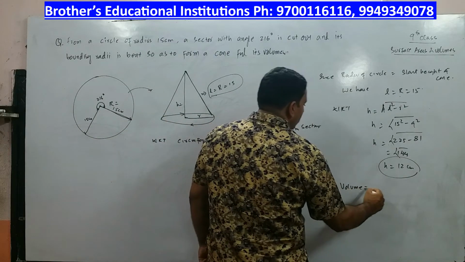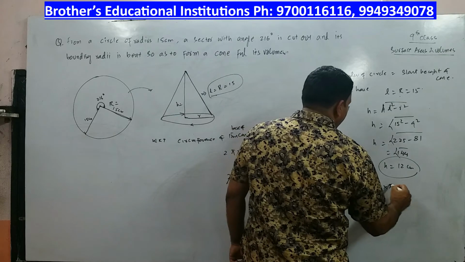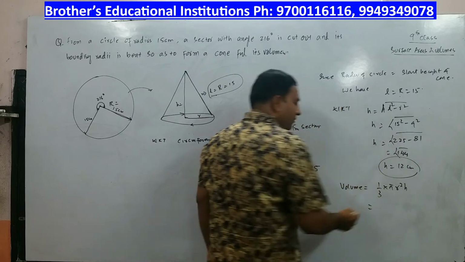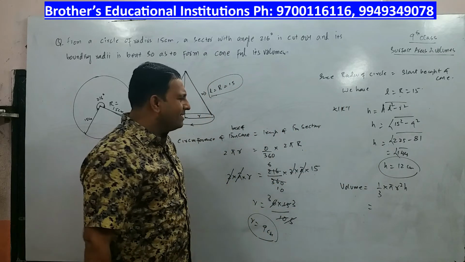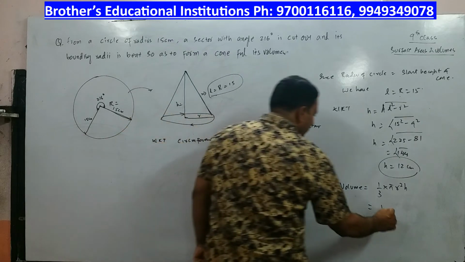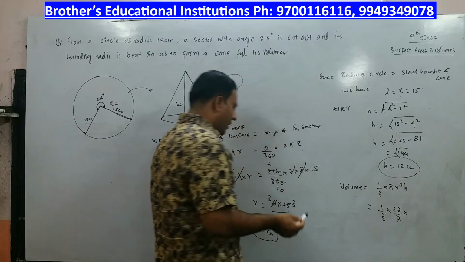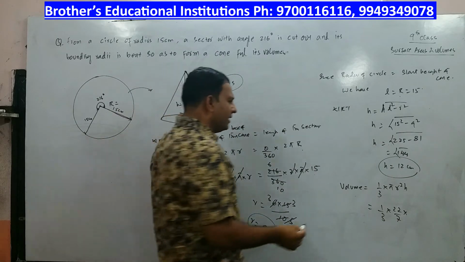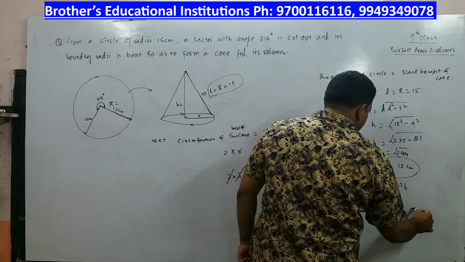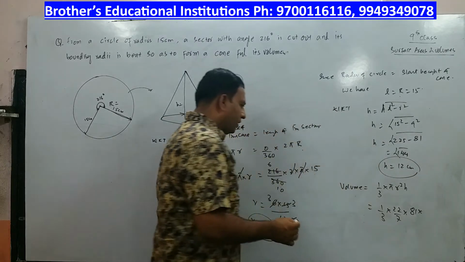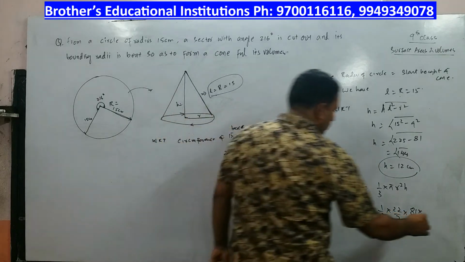What is the volume of the cone formula? 1 by 3 pi R square H. It is always a third of the volume of the cylinder. So you have 1 by 3 here. 1 by 3 pi, where pi is 22 upon 7, into R square. What is R square? R square is 9 square. 9 square is 81, into H. What is the H value? H value is 12.